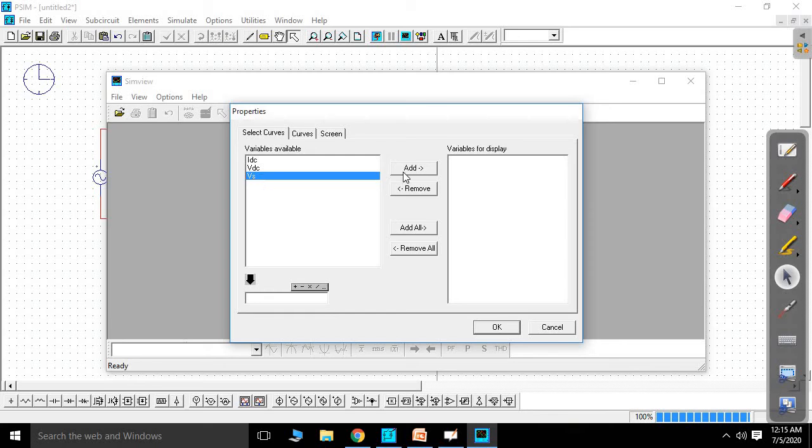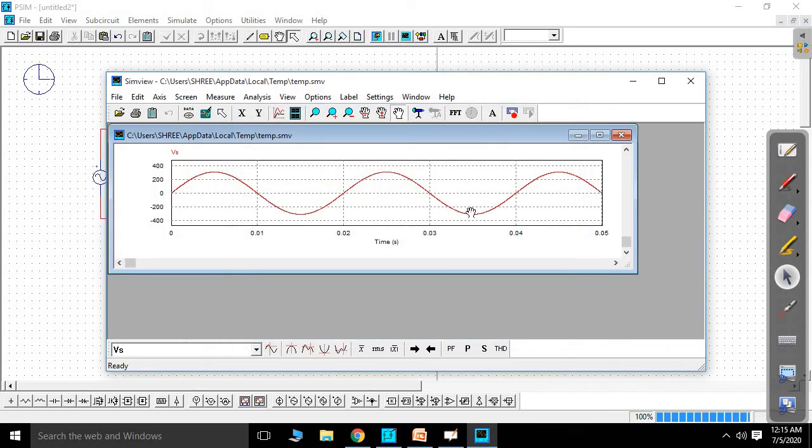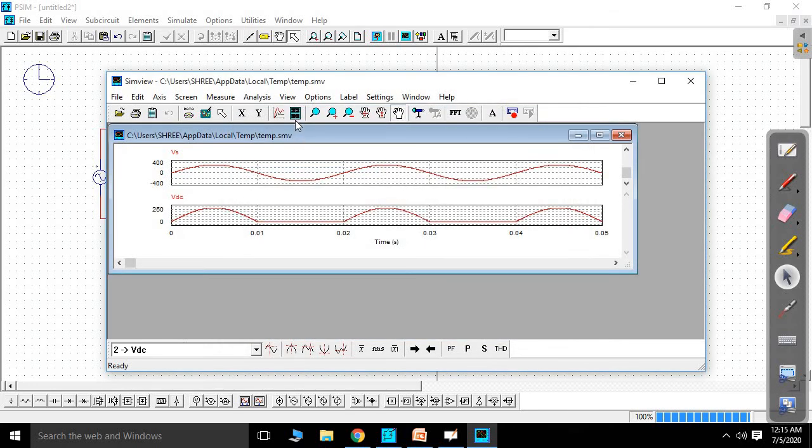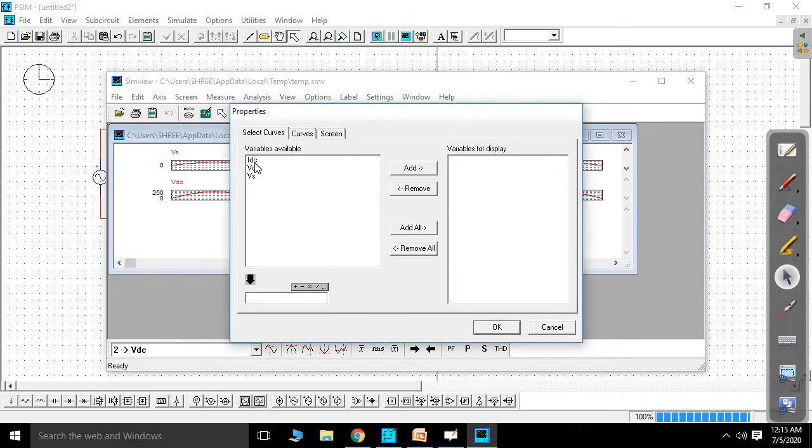So let us take Vs, add it here. So Vs will appear, that is the supply voltage will appear. I want load voltage also, that is DC voltage. So take the VDC component, add it. Okay, I want a third parameter, the current which is flowing through the load. So click on the window, take the IDC component, add it.